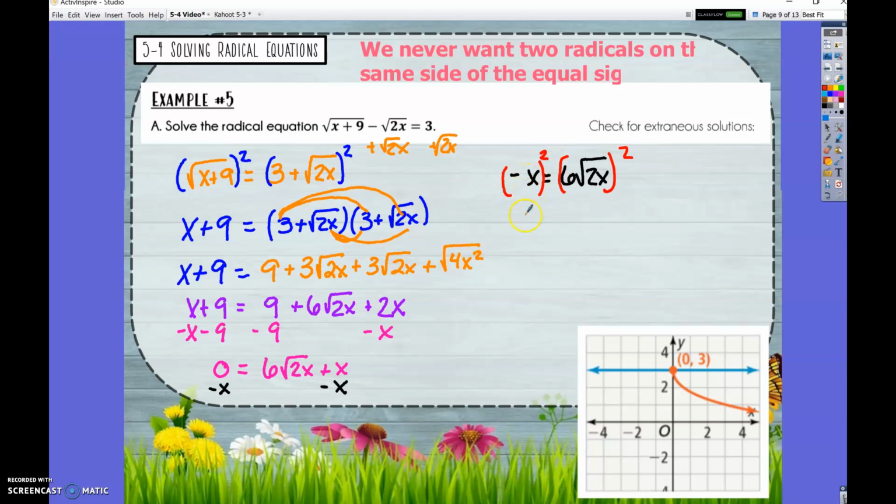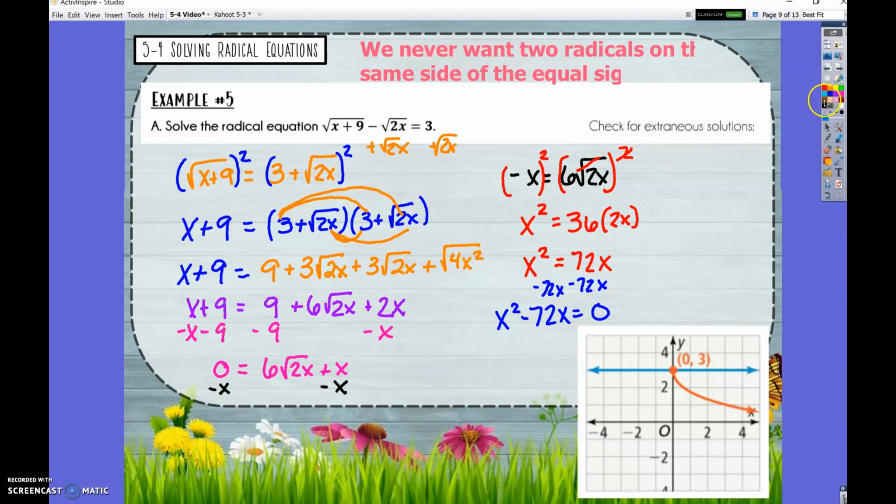So a negative x times a negative x is a positive x squared. When I square the 6, I get 36. And when you square a square root, remember these are going to cancel each other, so I'll just have times 2x. That means I'll have x squared equals 72x. Now I can bring the 72x to the other side by subtracting 72x, and I'll have x squared minus 72x equals 0.